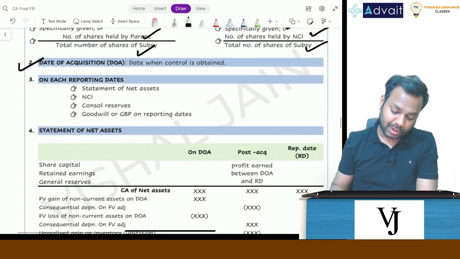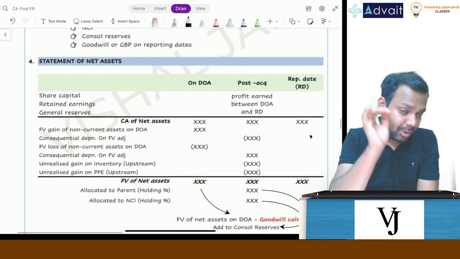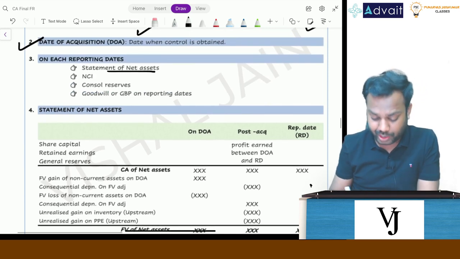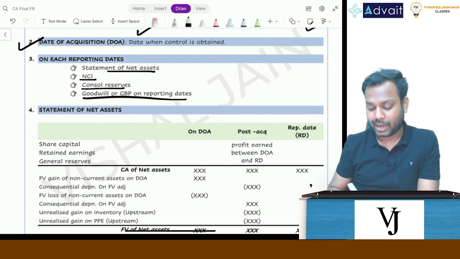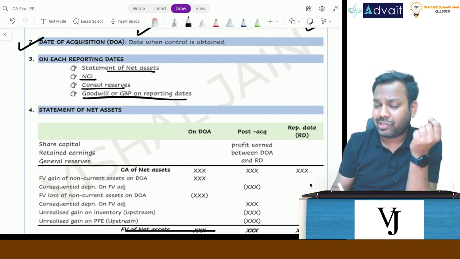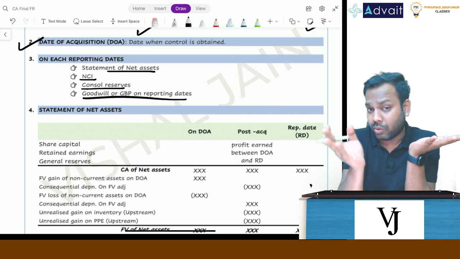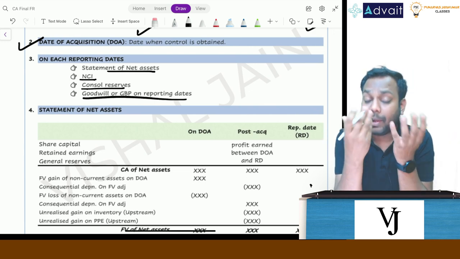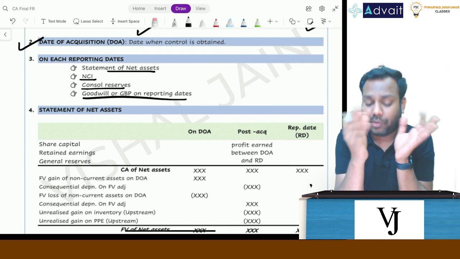Now what happens on each reporting date? Guys, come on, listen to me properly. On each reporting date we have to calculate the statement of net assets, NCI, consol reserves and goodwill or gain on bargain purchase. Now tell me, will goodwill change from the date of acquisition? No, it will not change. It might change due to goodwill impairment, loss of goodwill. Otherwise it will not change.